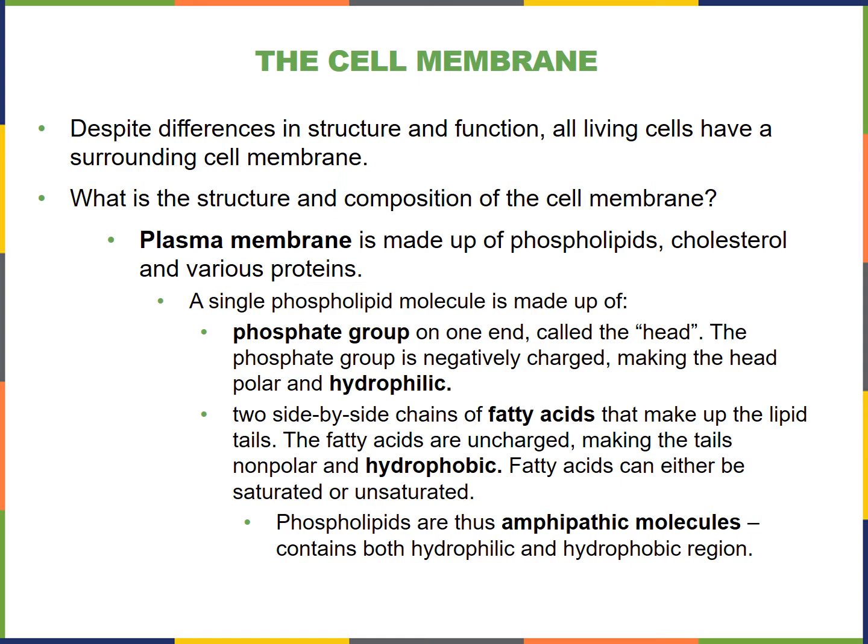Despite differences in structure and function, all living cells have a surrounding cell membrane, because they have to interact with other cells and with the environment. So what is the structure and composition of the cell membrane? It's very important because, as you know, the cell membrane protects the cell and regulates what can get in and what can get out. The plasma membrane is made up of phospholipids, cholesterol, and various proteins.